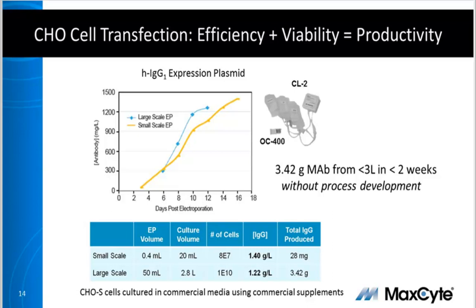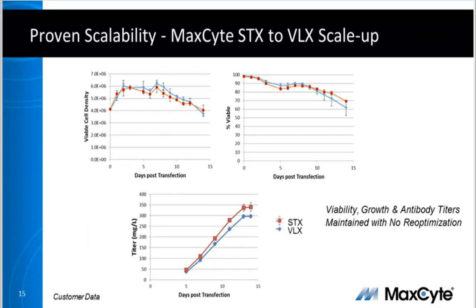Before I move on, I also want to mention Maxcyte users can return their cells back into culture following transfection at higher cell densities. In this experiment, cells from the CL2 were transferred to a 3-liter shake flask at a density of 4 to 5 million cells per mil, which exceeds what is typically used following other transfection methods. In addition to simplifying cell culture logistics, the ability to culture cells at higher densities minimizes media consumption and simplifies downstream purification.